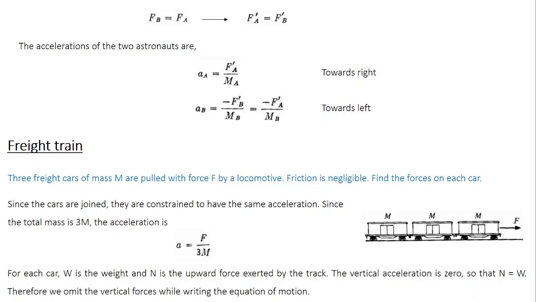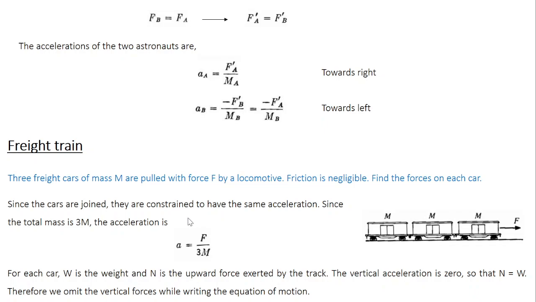So here we considered a single rope. Imagine your system consists of multiple components. Then how do you apply the methodology? So consider the case of a freight train. Freight train means goods train. So I have a goods train with 3 compartments or 3 freight cars, each having a mass m. And the train is pulled by an engine which uses a force F towards the right. Assume that the friction is negligible. Calculate the forces on each car.